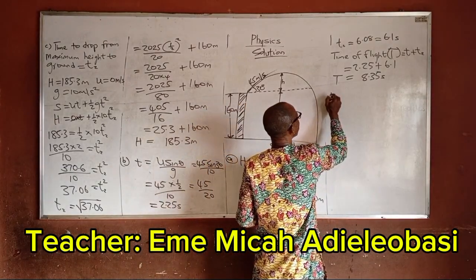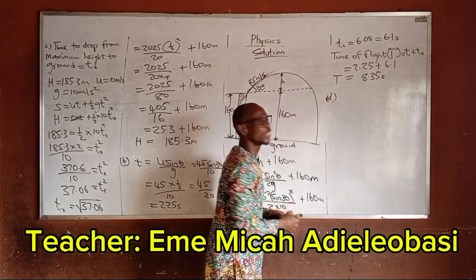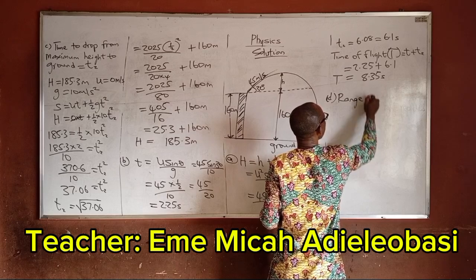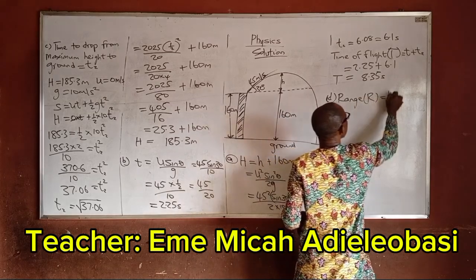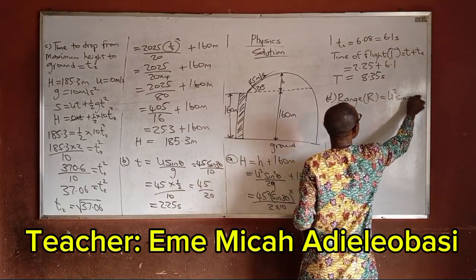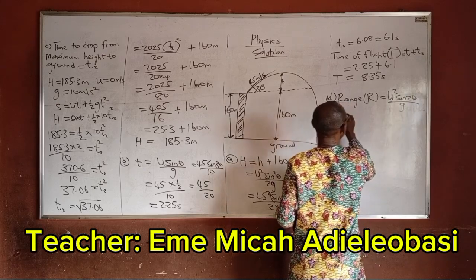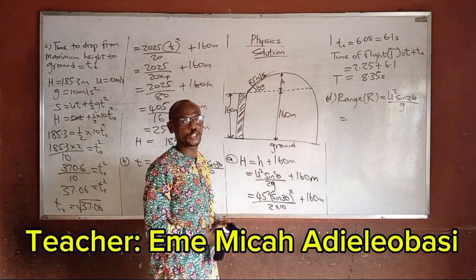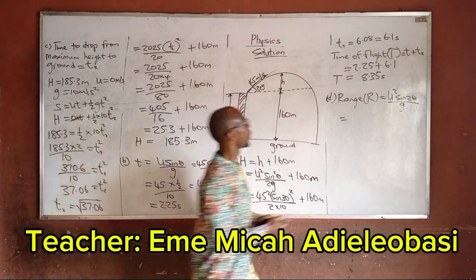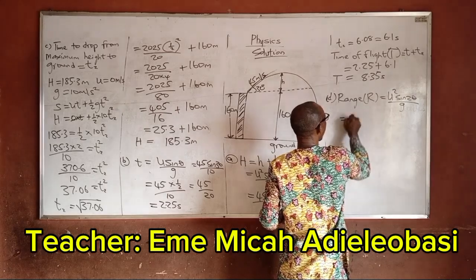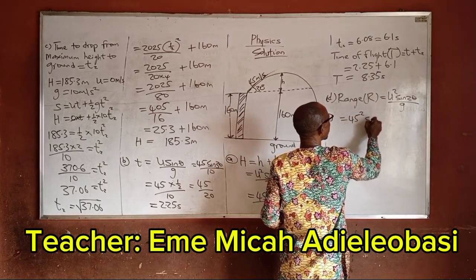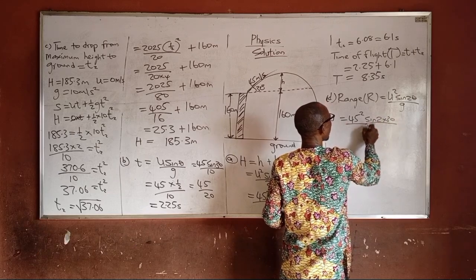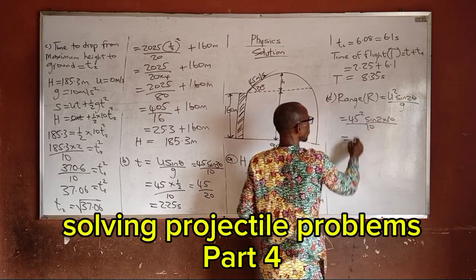And the last, our D, we are asked to calculate the range. Our range, R, is given as U squared sine 2 theta all over G. So what do we have? Our U here is 45 squared. We now have sine 2 times 30 all over 10.